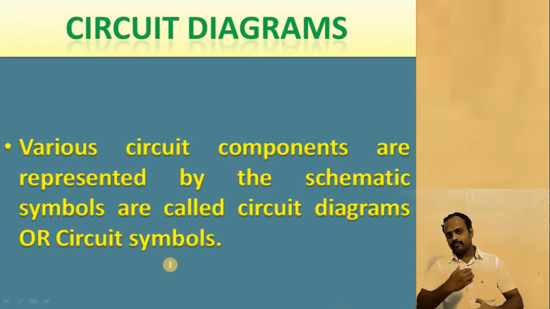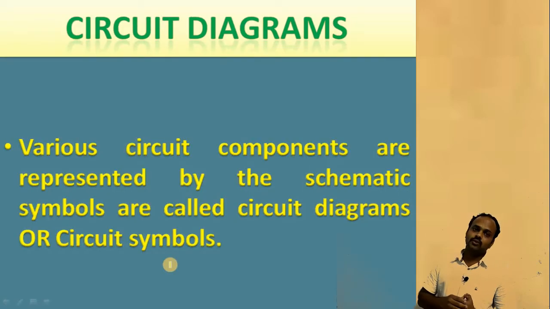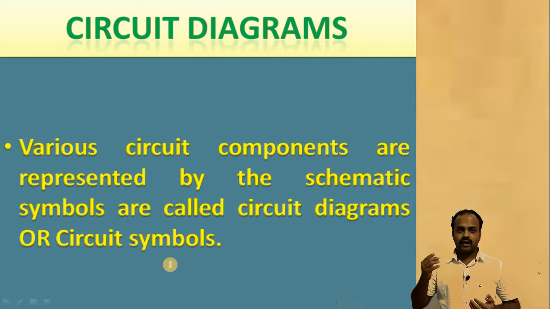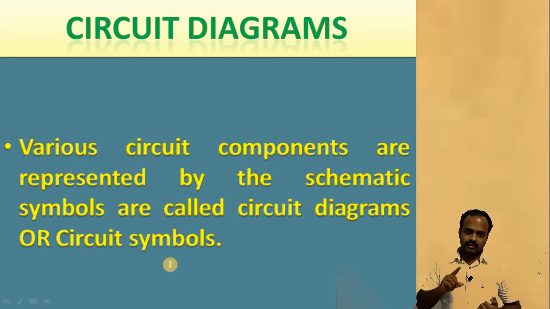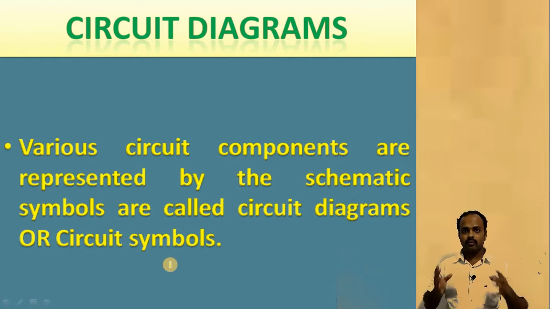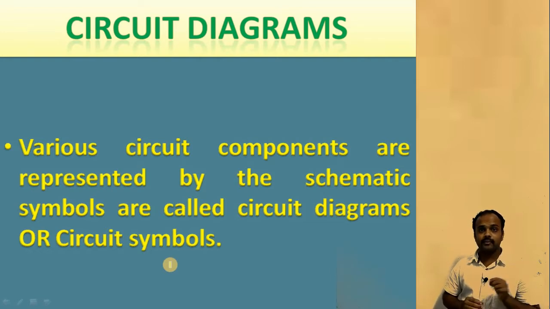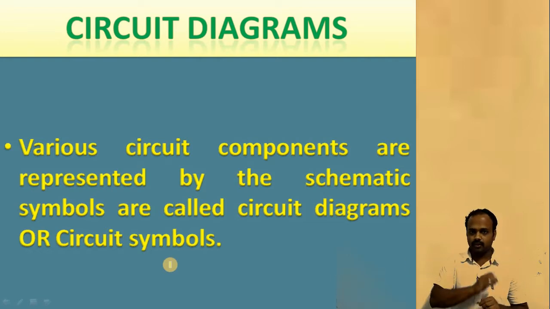Okay, next we'll move to the next concept, that is circuit diagrams. You are seeing various circuit components. We have a battery, it's a big box, we cannot draw it in the circuit. We have a bulb, an ammeter, a voltmeter. These are all boxes, we cannot draw boxes there. We give a particular symbol for them. Various circuit components are represented by schematic symbols.